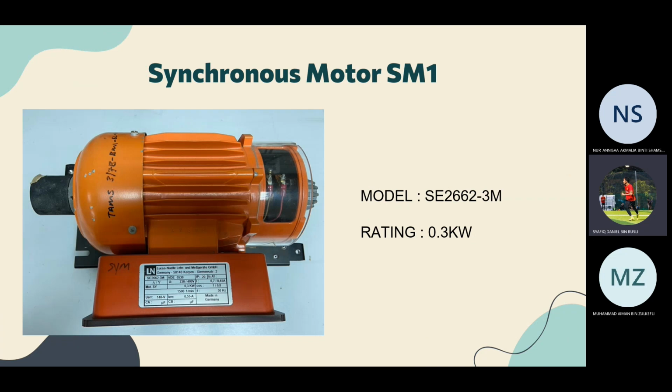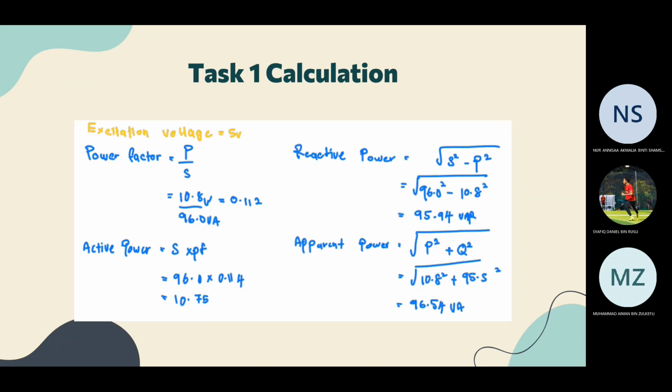This is the first synchronous motor, which is a model SE2662-3M. The rating is 0.3 kilowatt. And right here is synchronous motor 2, for which we use model SE2662-5Q, and the rating is 0.8 kilowatt. I will pass this calculation to my teammate, Muhammad Aiman bin Zulkifli. Thank you.